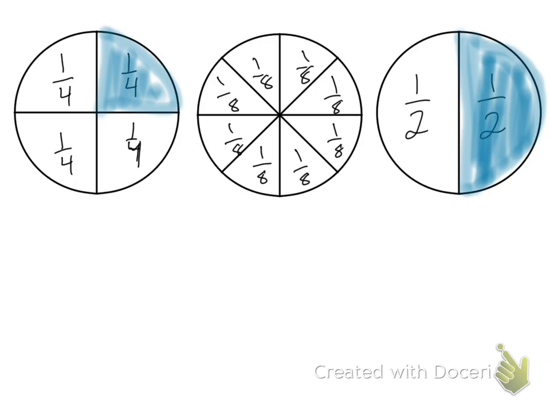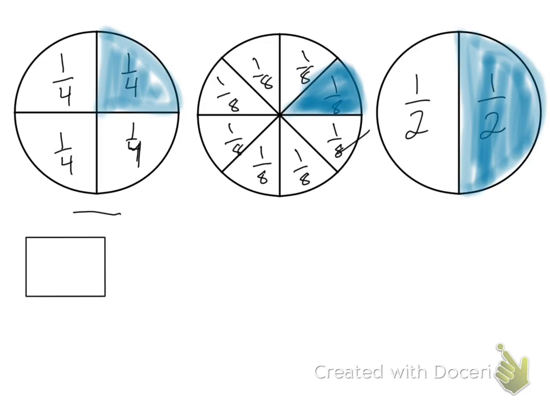So which of these pieces is the smallest piece? Well, you can tell that 1/8, if I color one of them in, is much smaller than 1/4 or 1/2. What piece is the largest? Well, the 1/2 piece is the largest. So let's say that these circles are pizzas now, okay? So my first pizza is divided into 4 equal pieces, okay?